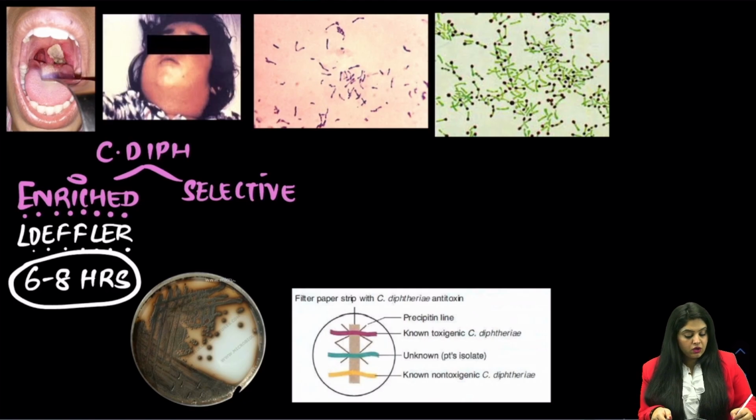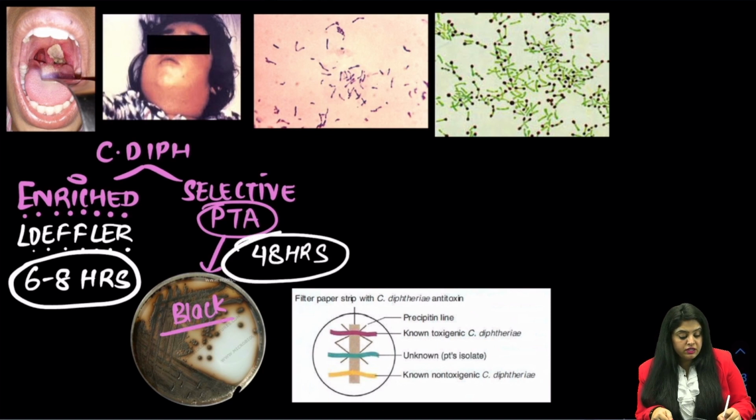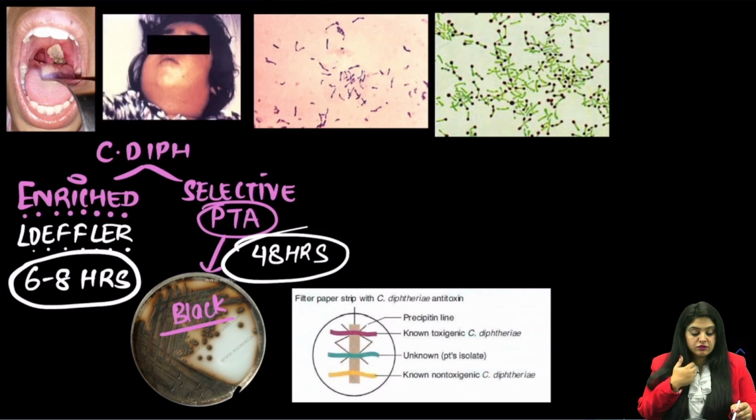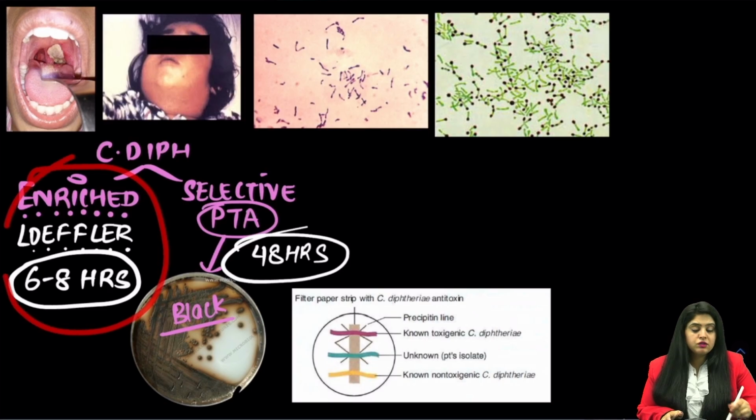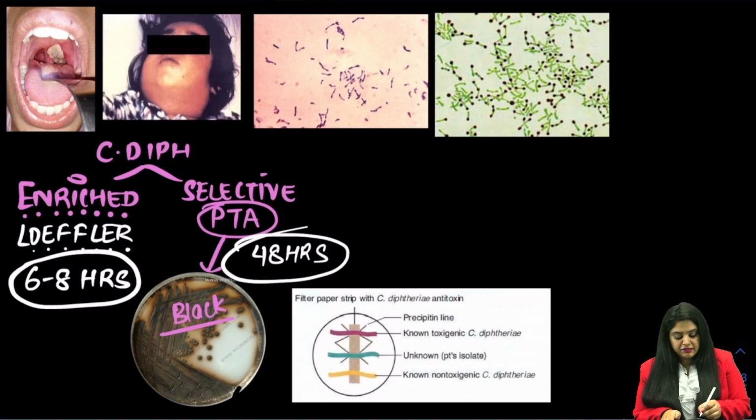But when they talk about selective, we have potassium tellurite agar, and this is the picture given, black in color, for potassium tellurite agar, which takes a good 48 hours. So please read the question carefully. If they say there's a case of Corynebacterium diphtheriae and they want early diagnosis, meaning the 8-hour one, you're going to go for enriched. But if they want the best media for diagnosis, best will always be selective, that is potassium tellurite agar.